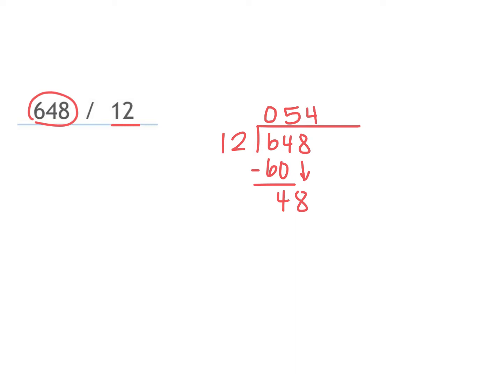Now we're going to multiply 4 times 12, which is 48. So I write that down below. Subtract 48 minus 48 is 0. So I have nothing else to bring down, nothing left over. So my answer is what I have up here. So our final answer, 54.